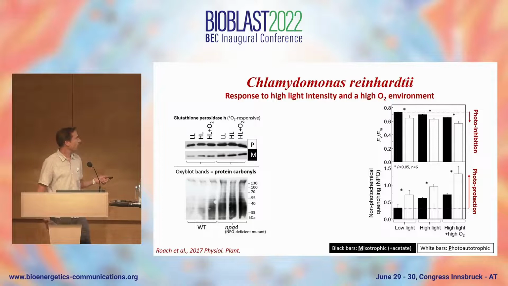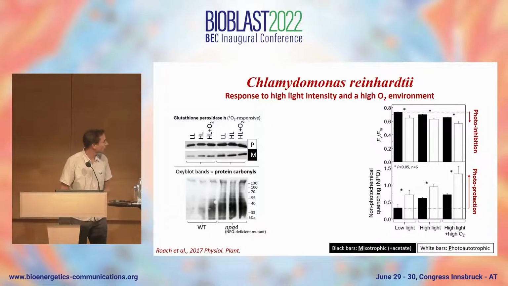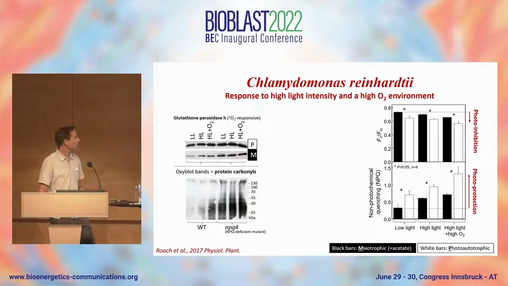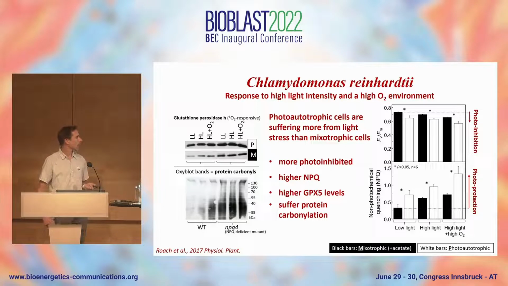Here we did an oxyblot to look at the level of protein carbonylation, and also including a mutant which is deficient in NPQ. It cannot safely release excess energy as heat. And what we can see is that the level of protein carbonylation is again higher in photoautotrophic cells, and the cells which are protected by NPQ have lower levels than those which are deficient in NPQ, supporting that NPQ is preventing the formation of reactive oxygen species and also has a role in preventing formation of these protein carbonyls. So overall, we can say that the photoautotrophic cells are suffering more from light stress than the mixotrophic cells.